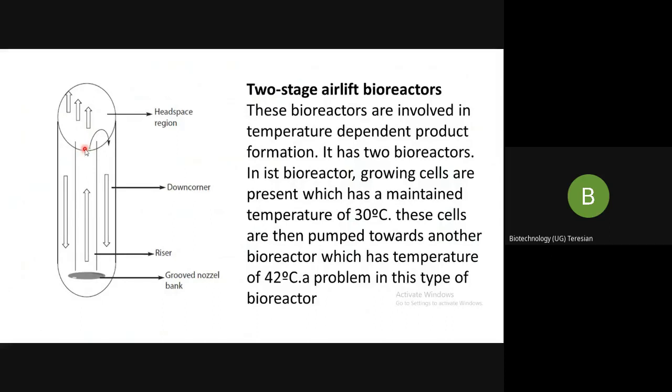If you look at this picture, in an airlift fermenter, the liquid culture volume of the vessel is divided into two interconnected zones by means of a baffle or a draft tube. That is, we have two zones and they are connected particularly by the draft tube. One zone is the riser. See here, this is the riser and this is the downcomer. This is what it is, my draft tube.